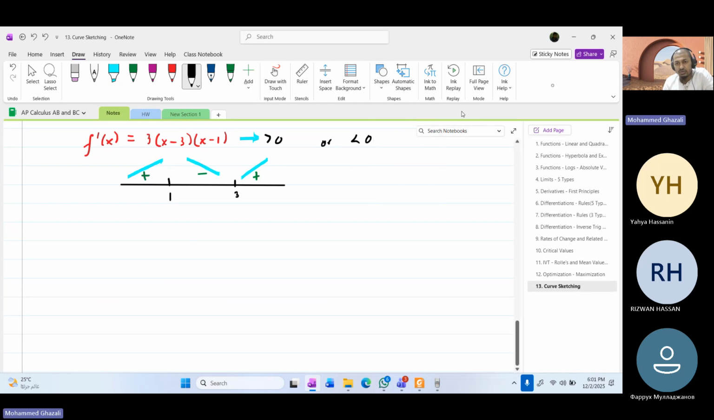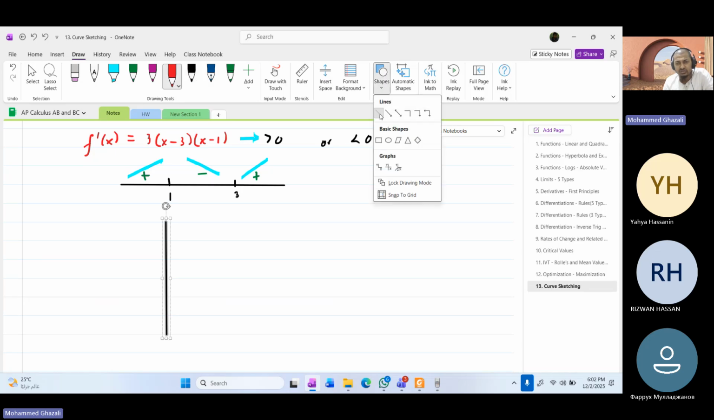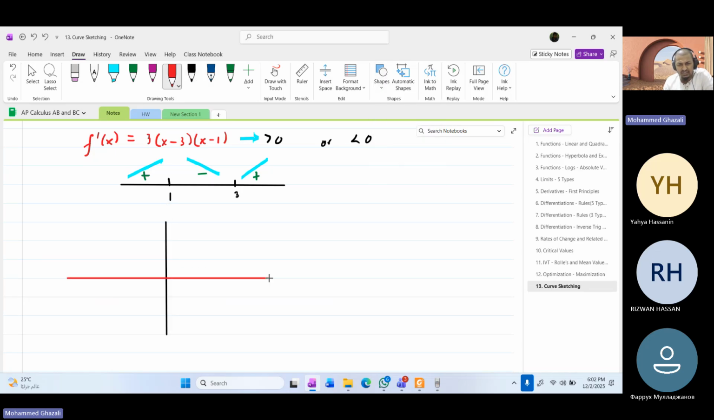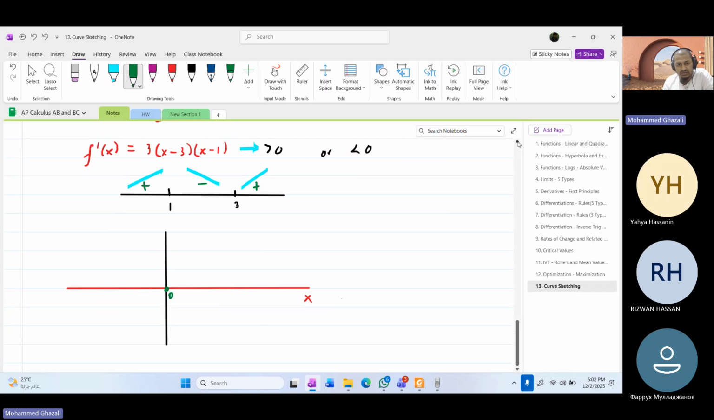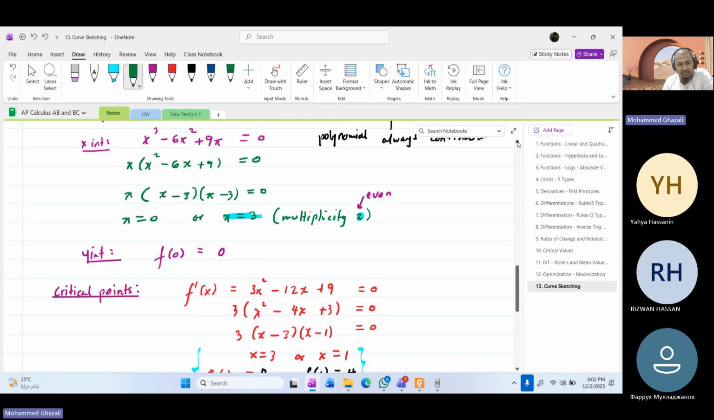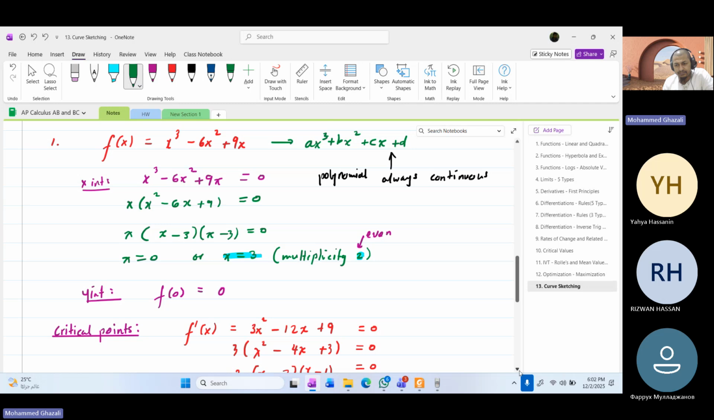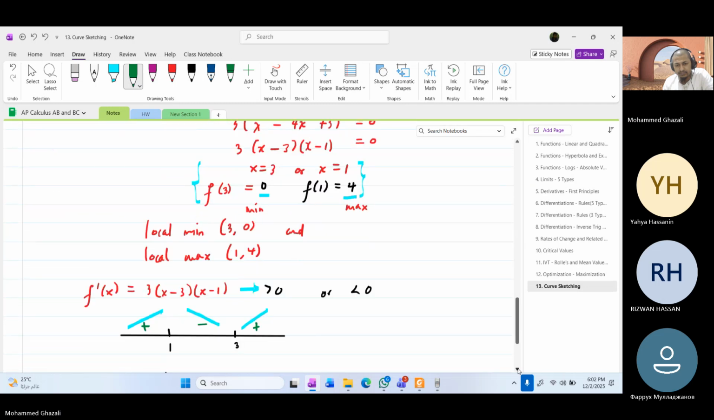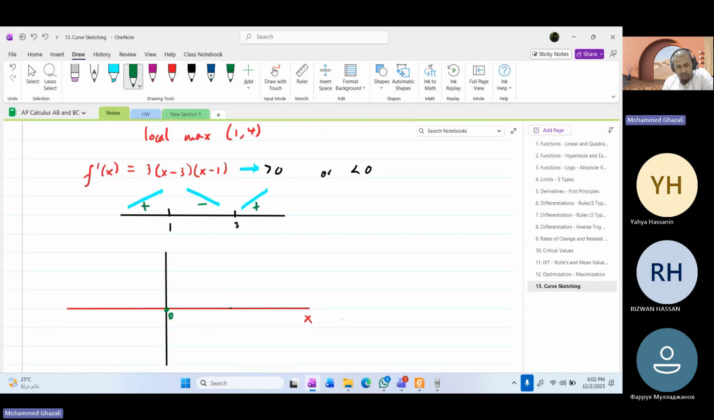Let me look at what we have so far. Sometimes you can sketch the graph just by using a few key features. Now I'm ready to sketch the graph because I have the bulk of the key features. Remember, my y-intercept was 0, right? My x-intercept, what was my x-intercept? It was 0 and 3, right?